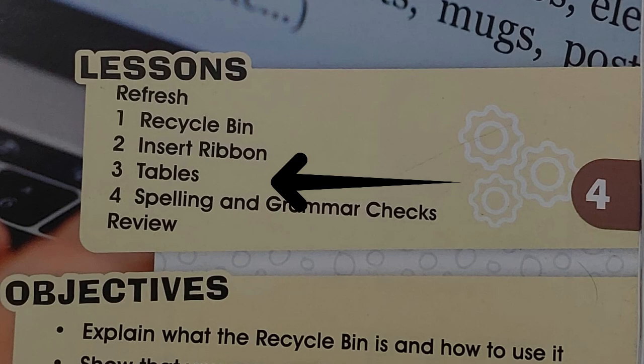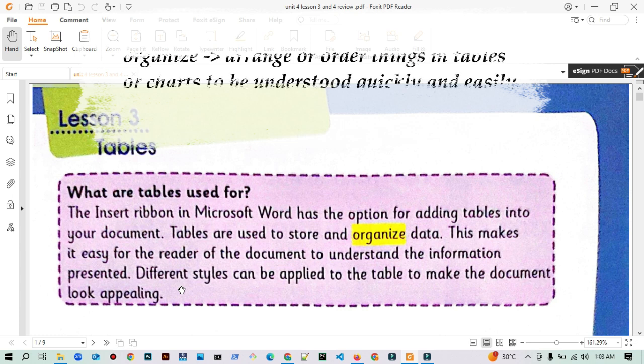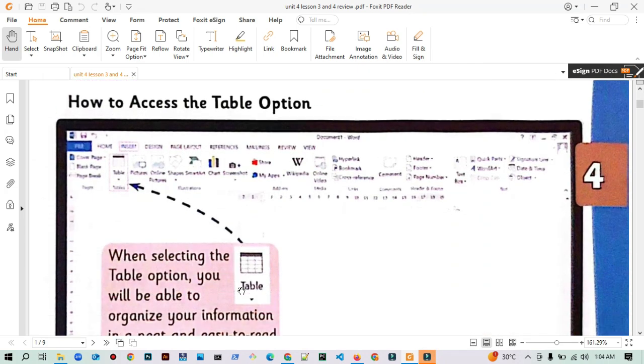So I already opened this page, that is table, why you are using it, what is the purpose of it. So let's read the definition. Insert ribbon in Microsoft Word has the option for adding tables into your document. Tables are used to store and organize your data. This is the basic thing that tables do to your data. It stores your data and also it organizes your data, and it would be easier for you to manage your data.